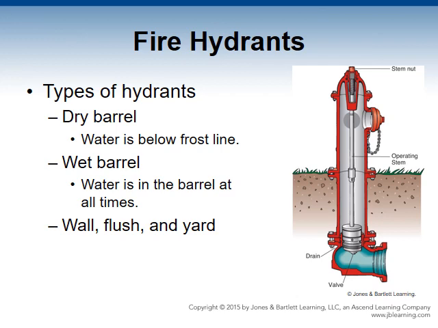Wall, flush, and yard hydrants. A wall hydrant is installed on a structure such as a blank wall at a location where exposure to fire and falling debris is minimal. The flush hydrant may be installed in a below-ground vault or a pit and is commonly found on the runway at airports. A yard hydrant is commonly found in industrial facilities where fire brigades operate on a regular basis.